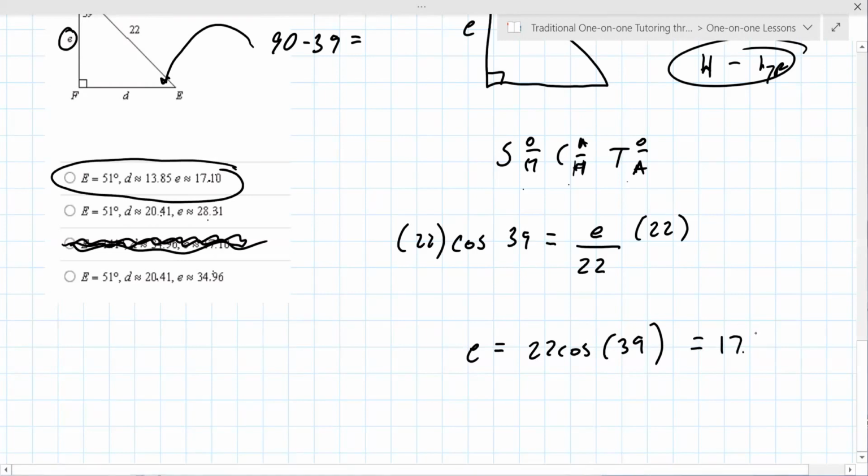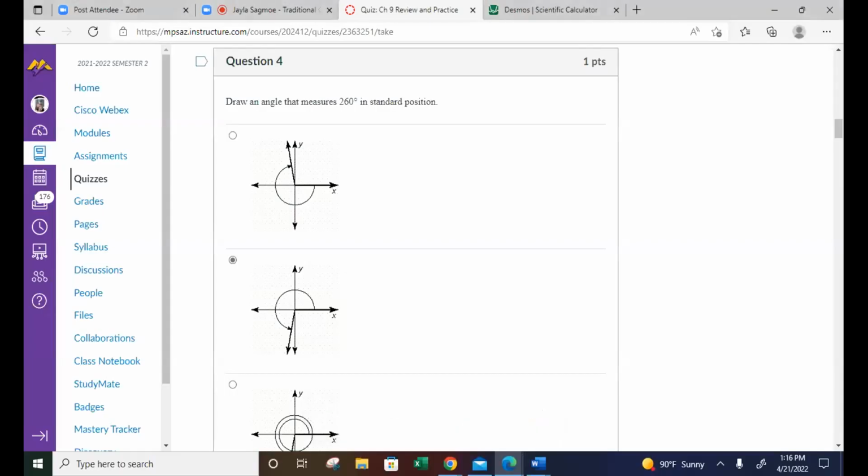Okay. And then I did this one on my own. I think it's right, but I'm just going to have you go ahead and share your screen and I'll look at it with you. Okay. 263. So this is the one that's going in that direction. And yeah, good. That looks good.